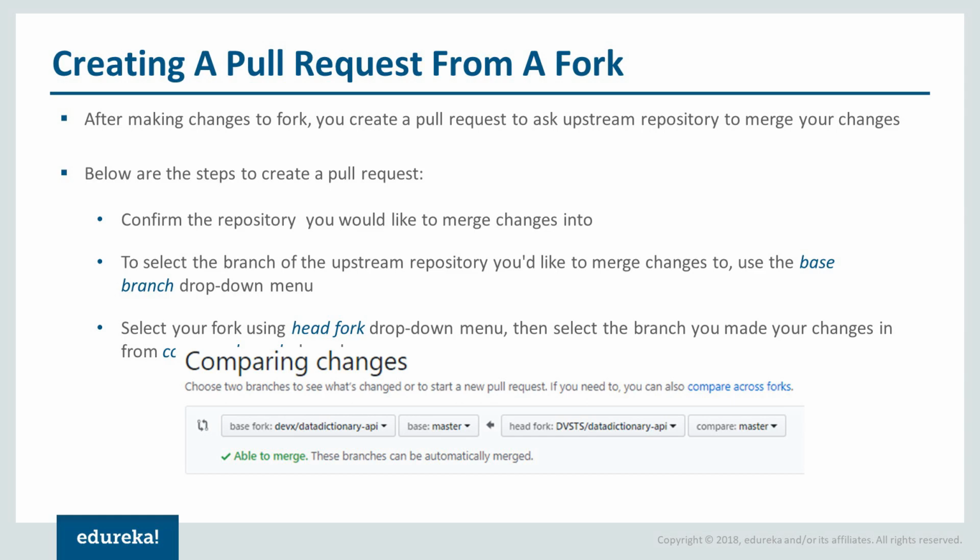Below are the steps. We confirm the repository we want to change. We select the branch of the upstream repository to merge, and we use the base branch from the drop down menu. Once we have selected the base, we select our fork using the head fork drop down menu, which is this. And then we select the branch we want to make changes from, using the compare branch drop down menu.